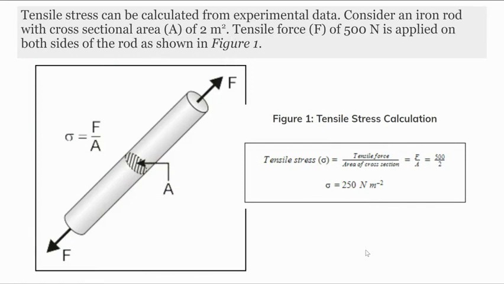So if we look at how we experimentally calculate tensile stress, again, we can take an iron rod with a cross-sectional area of 2 meters squared, and if a tensile force of 500 newtons is being applied to it on both sides of the rod, as shown, it's being stretched or pulled in both directions with the force of 500 newtons. To find the tensile stress, we're going to take the force divided by the area, force being 500 newtons, area being 2 meters squared, which would give us a stress value of 250 newtons per meter squared.